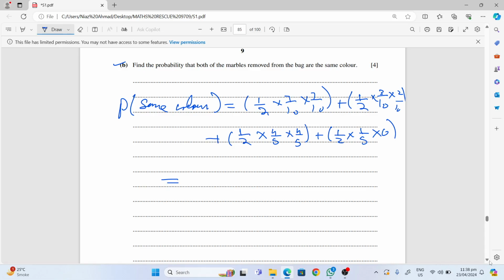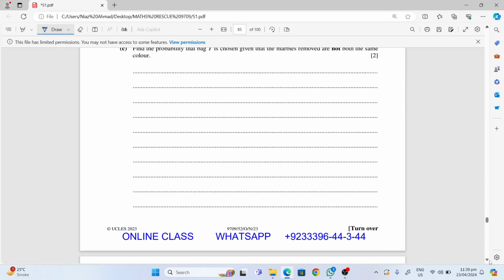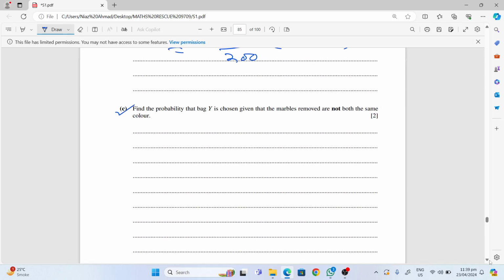So grab your calculator and you get the probabilities: the first one is 49 over 200, the second is 6 over 200, the third one is 16 over 50, plus 0. So the final probability will be 119 by 200, or you can say 0.595. This is the answer of this question. Find the probability that bag Y is chosen given that the marbles removed are not both the same color.